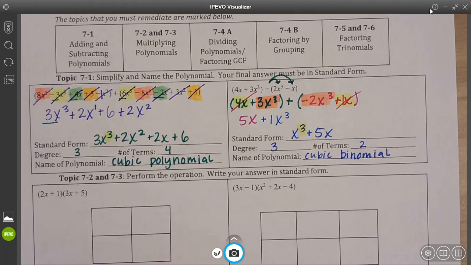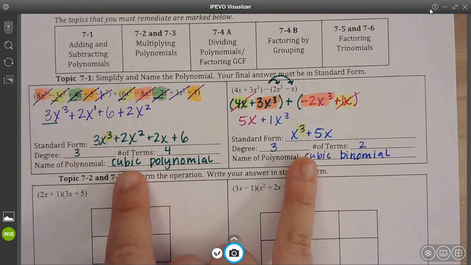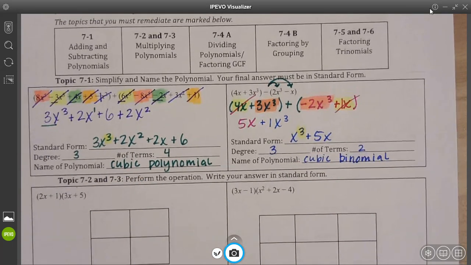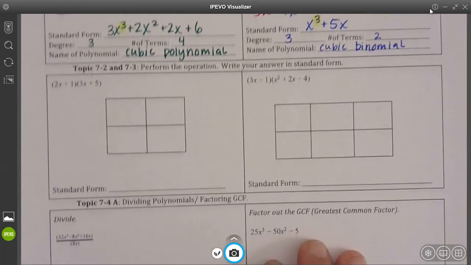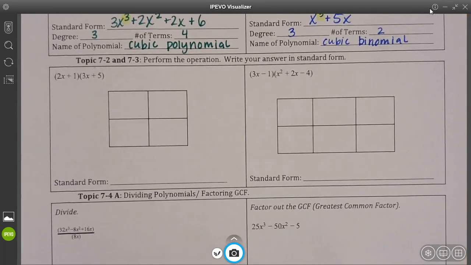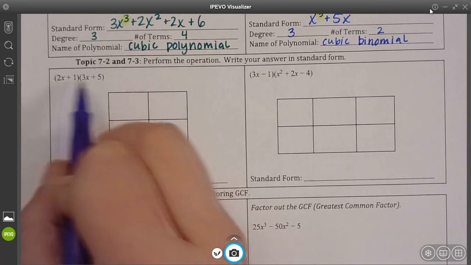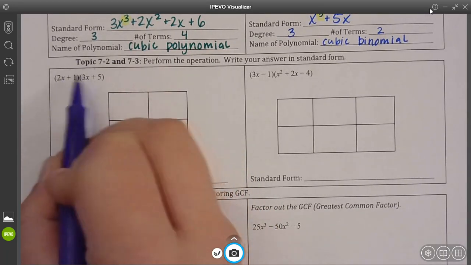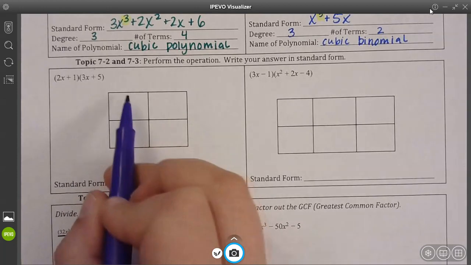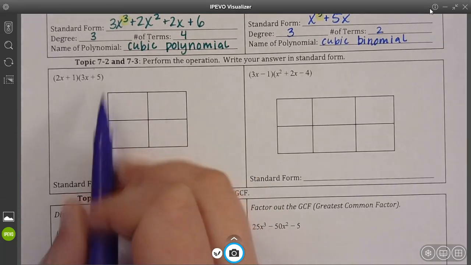So section 1.1 was about adding and subtracting polynomials. Now we're going to jump down to section 7.2 and 7.3, which is multiplying polynomials. So we've got these handy dandy little boxes here to help us out with our problem. And they're just ways that we can keep our work organized. So I am going to take my problem here and write it across the top and the side of my box.